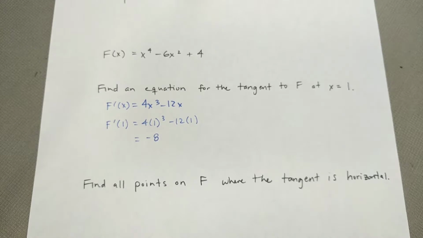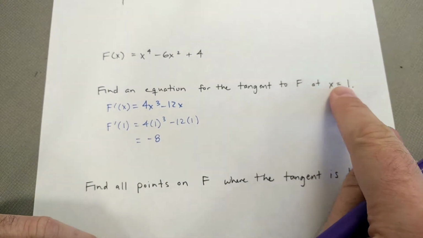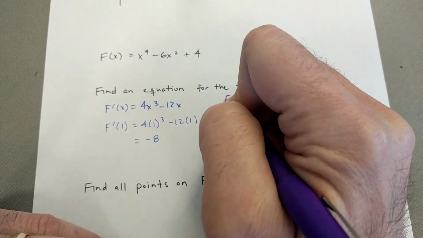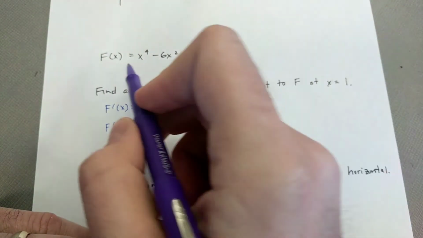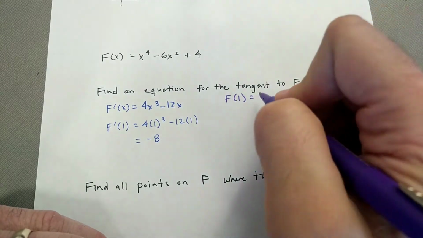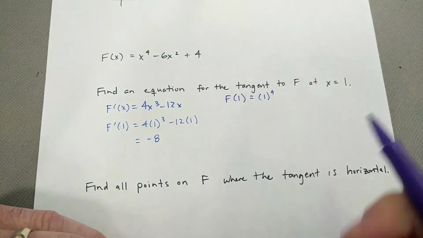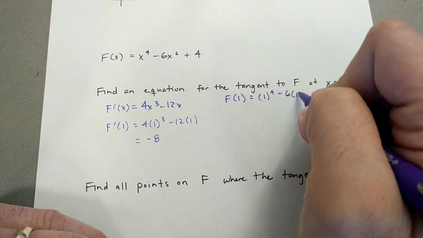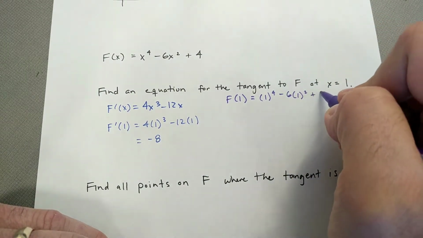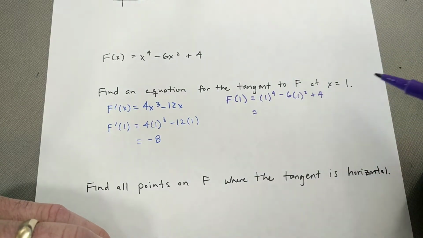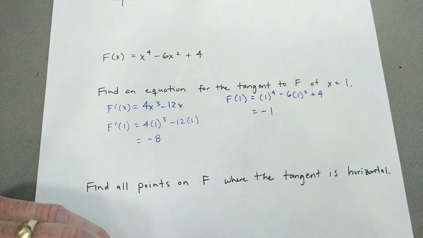Okay. The next thing we need to do is find a point. So we've got the x value for our point. What we don't have is the y value. So let's find that by substituting in our x value into the original function, because we want the point on the function, not into the derivative. Otherwise we're just going to get negative 8 again, and that's the slope. So 1 to the fourth minus 6 times 1 squared plus 4. So what does that give us here? 1 minus 6 plus 4. So negative 1, I think.